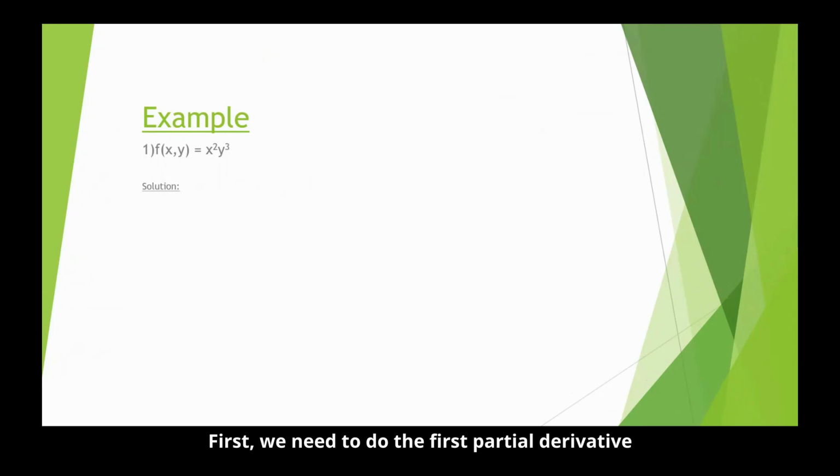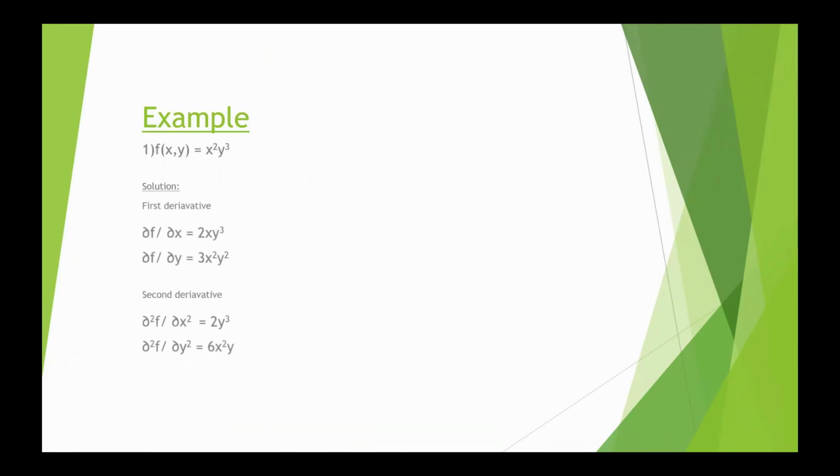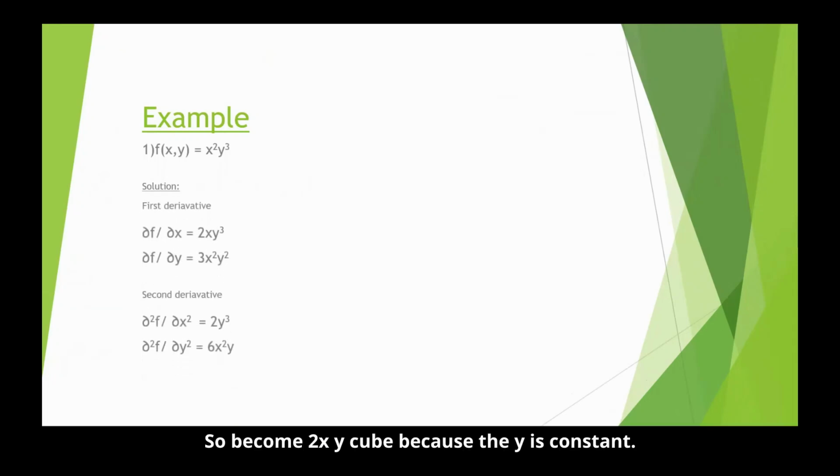First, we need to do the first partial derivative with respect to x. So it becomes 2xy cubed because the y is constant. Same as the first partial derivative. And then we do the partial derivative with respect to y and it becomes 3x squared y squared, because we put the 3 in front.